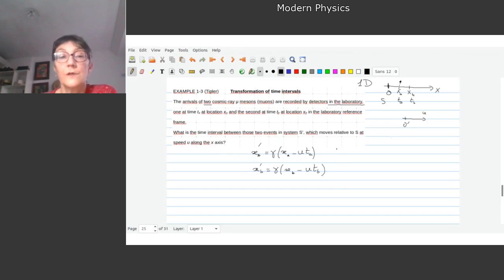And also what you have here is tb minus ta. Once you know the Lorentz transformation, all you have to do is remember that for everything you write, you have to tell in what reference frame you are measuring it, and be very careful with the notation. And the other one you want to determine is the time interval, which is t prime b minus t prime a.